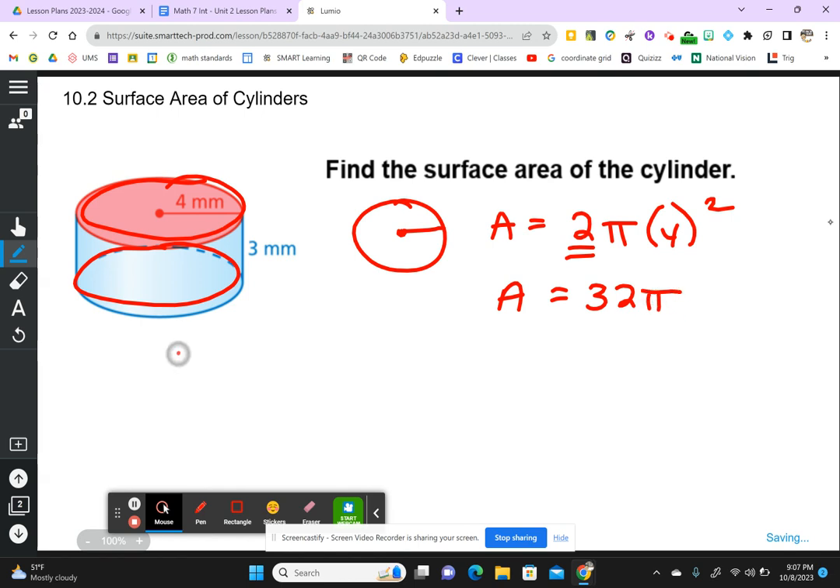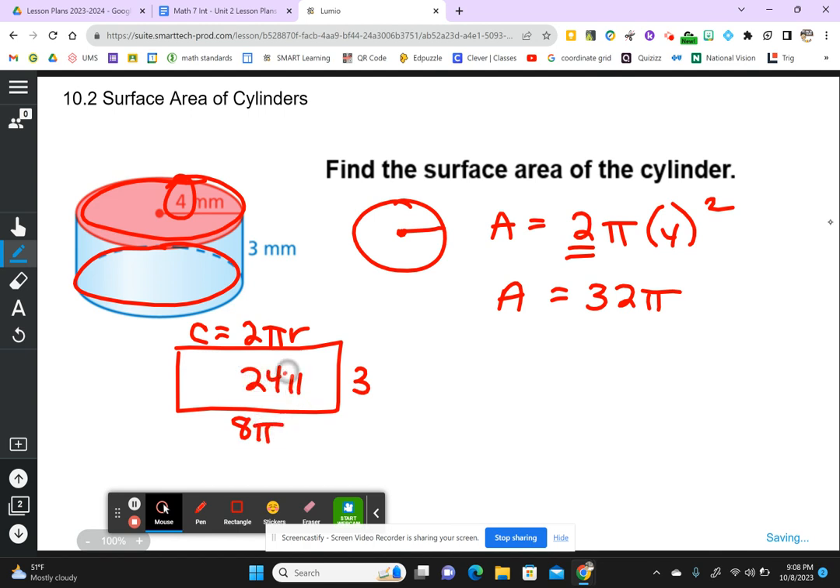And then this lateral, remember, if I cut this off and it's like a label that peels off, it becomes a rectangle. This has a height of 3, but this is 2 pi r because it's the circumference of the circle. And if the radius is 4, the circumference is 8 pi. So the area of this rectangle is 24 pi. So the surface area of the entire cylinder would be 56 pi, which is the exact answer.